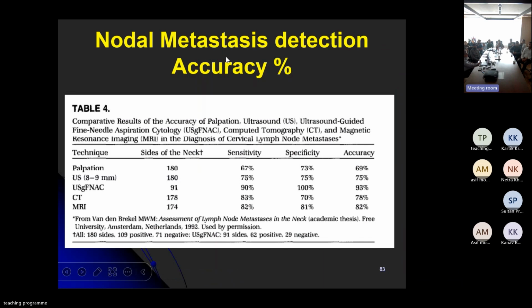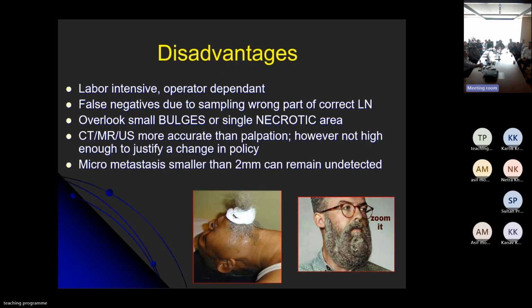That's the general accuracy of nodal detection. So ultrasound and FNAC combined, the accuracy goes up compared to other modalities. But as other modalities are using newer contrast and better sequences, their accuracy and specificity would go up. But in general, ultrasound alone and ultrasound with FNAC, the accuracy would be much superior compared to other modalities.